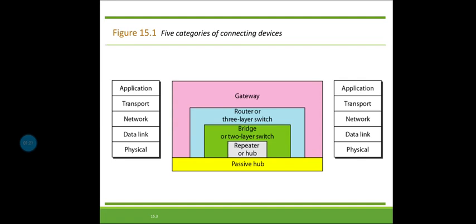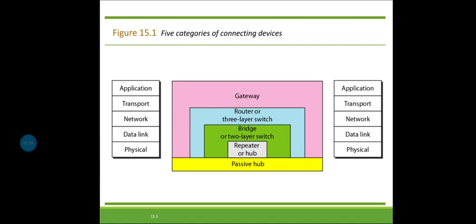Coming to the internet model, we have the very first lower layer, which is the physical layer, then the data link layer, network layer, transport layer, and then the application layer. Coming to the passive hub: it is a connecting device which is present always below the physical layer. Then the repeater: these are devices which operate at the physical layer, and we also call the repeater a hub.